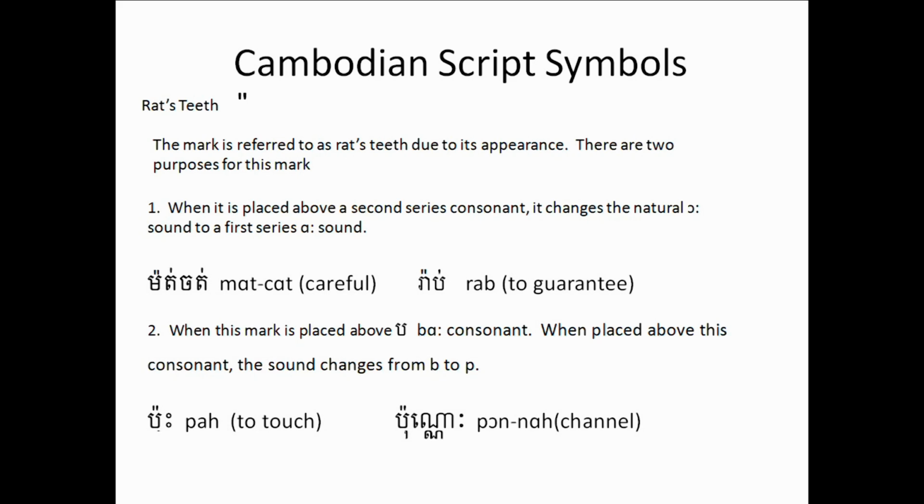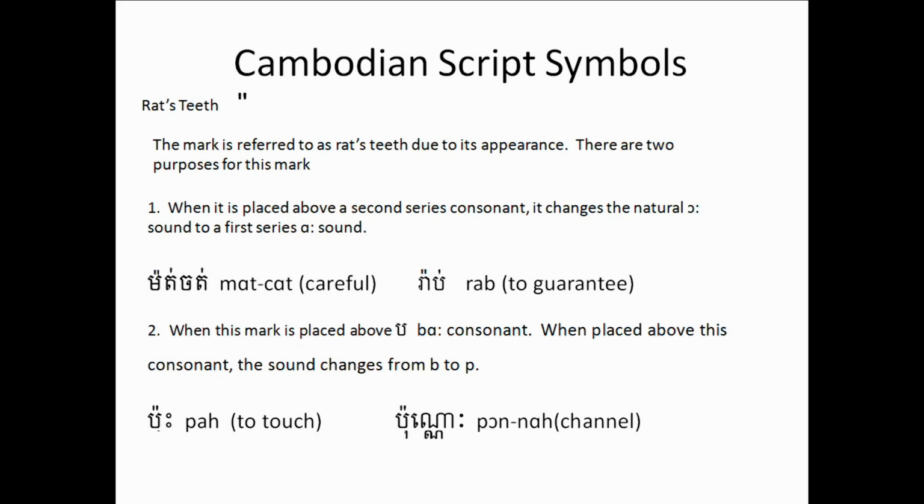Awesome. The second rule here is when this mark, the rat's teeth mark, is placed above a ba consonant. And when it's placed above the consonant, the sound changes from a ba to a b sound. So it changes from the actual B sound to a P sound. And be careful, this P is not an aspirated P. When you pronounce the B here, you're actually intaking air. Whereas if you pronounce the P sound, you're actually not.